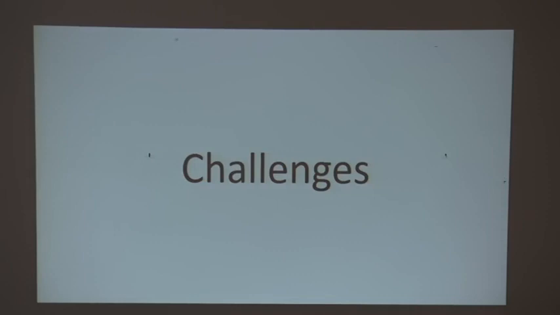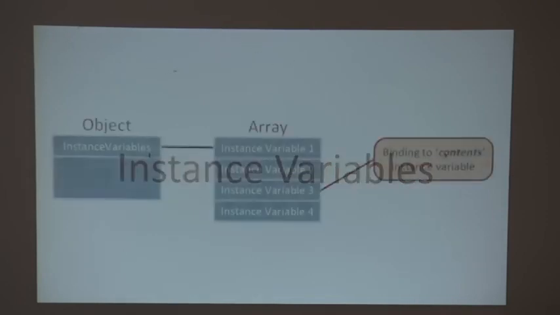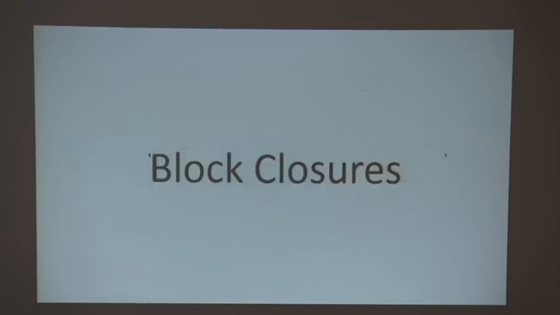Then we have to think a little bit about challenges. So one of them is instance variables. How do we handle this? Well, the way I did it is I have an object, because all the objects actually have to be written in .NET, and objects have a predefined size. So the way it's done is it has a slot called instance variable, and the instance variables are kept inside an array. That could be optimized later.